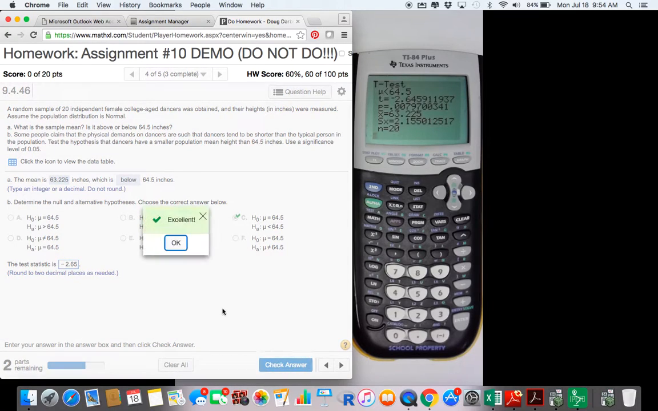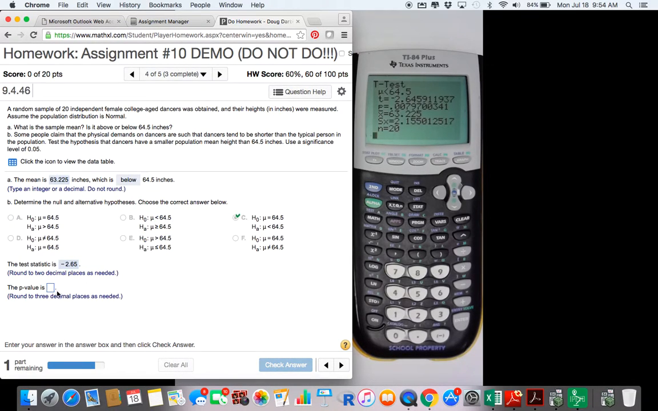So check our answer. We know it's going to be right. The p-value is given to you. It says round to 3 places. So if I come out 3 places, that's 7. Because that value is bigger than 5, we'll go up to 0.008.